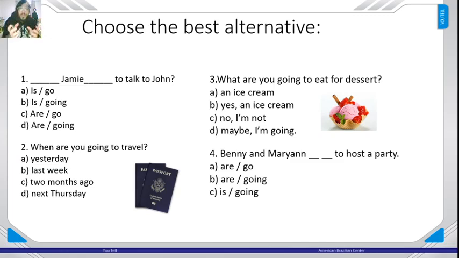He wants to know what. He wants to know what is your dessert. He wants to know what are you going to eat. So you have to say something objective, something concrete. You have to say for the person exactly what you are going to eat. Okay? So the correct letter is the letter A, an ice cream, because in this answer you are saying exactly what you are going to eat for dessert.